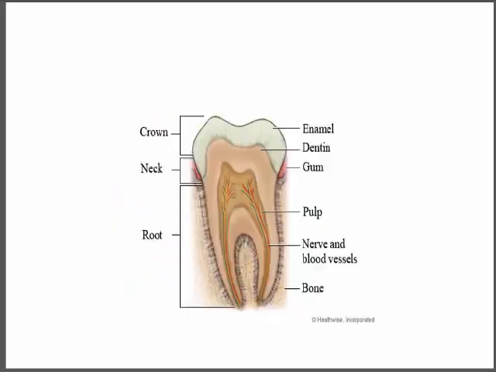Okay, coming to the next, this is the inside view of our human teeth. The crown, neck, root, then the bone, how it is attached to the bone, then the pulp, enamel, dentine, gum, nerve and blood vessels.